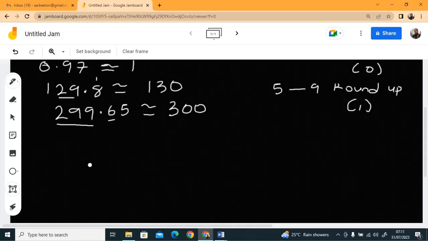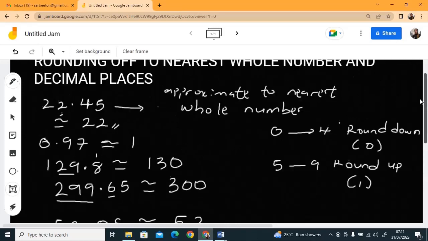Let's assume you're given something like this. Let's say you have 52.08. You have to round it up to the nearest whole number. What will be the answer? This one is not up to 5, so this is only what you need. This is just 52. Did you get the logic now? So this is how to round a number to the nearest whole number. So let's move on.